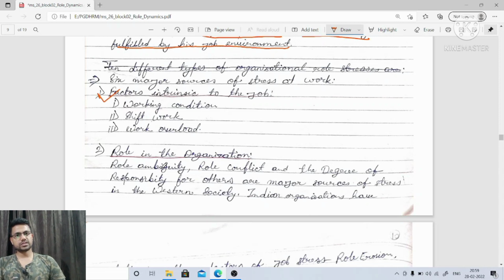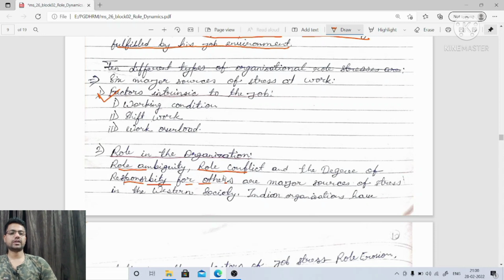Now you can see here, in Western organizations and in Indian organizations, some differences are there. First I will show you what the sources of stress are in Western organizations, and what the different sources of stress are in Indian organizations. Now you can see here, role ambiguity, role conflict, and degree of responsibility for others are major sources of stress in Western society. Okay, these are the sources of stress in the organization.